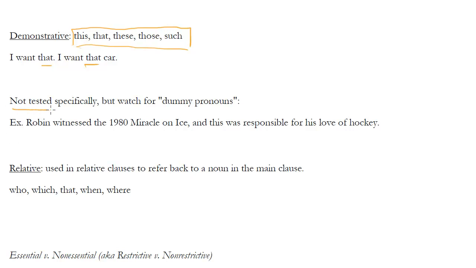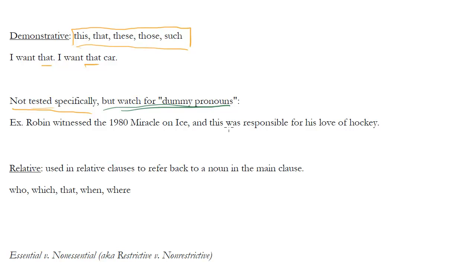So this is not tested specifically, so you won't have to know the difference between this or that or those or these, anything like that. But you do have to watch for something I call dummy pronouns. I talk a lot more about this and give a lot more examples in the Grammar Tactics series, so let me show you one here. Robin witnessed the 1980 Miracle on Ice, and this was responsible for his love of hockey.